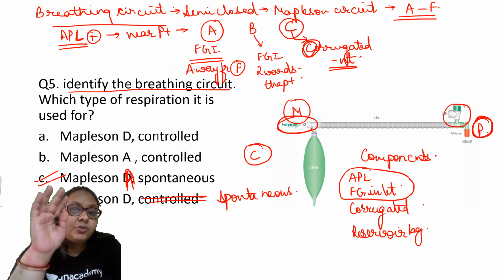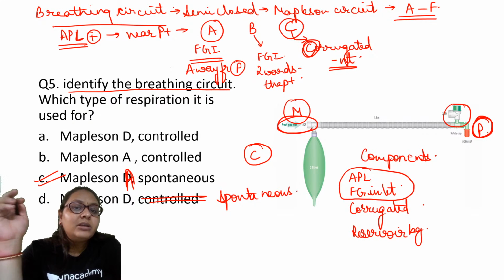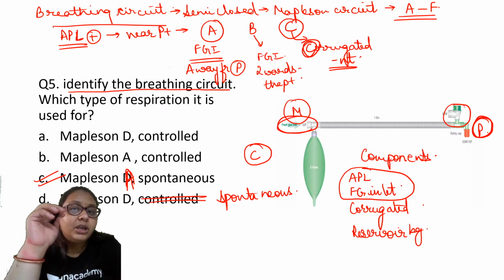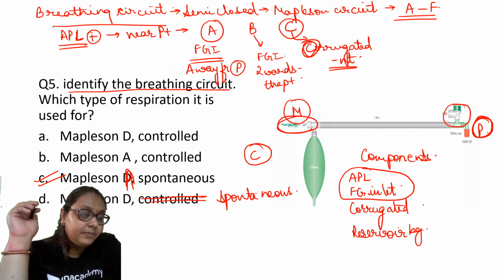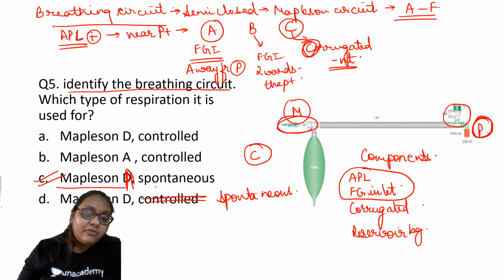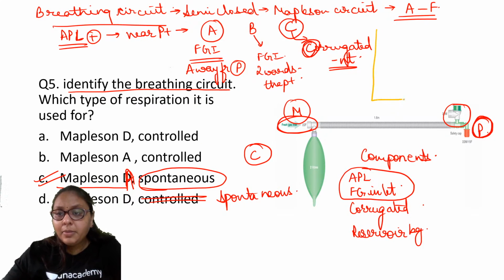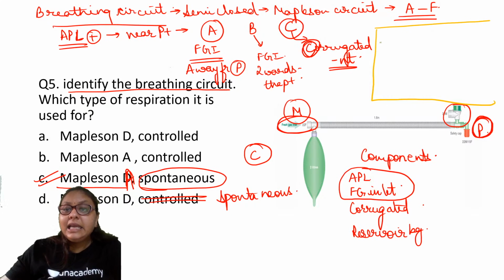B and C are obsolete. A, if it is used, it is best used for spontaneous circulation. Because if it is used for the controlled circulation, then we have to keep the fresh gas flow at a very high level. Okay? So therefore, the answer is Mapleson A, and therefore it is used only for spontaneous circulation. Now, what about Mapleson D, E and F type?